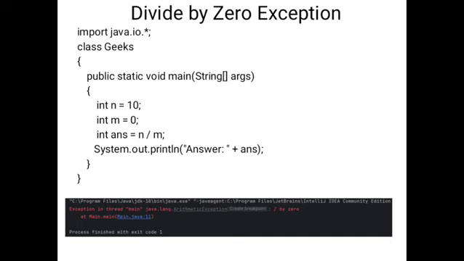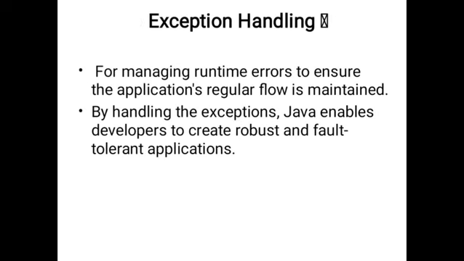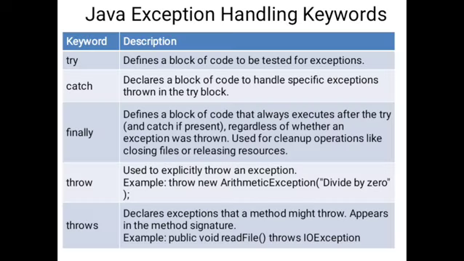Exception handling, divided by 0 exception. Import java.io, class Test, public static void main, int n = 10, n = 0. So the answer n minus 1 gives a divide by 0 exception and it is executed. Exception handling handles runtime errors and ensures the application continues its regular flow in maintenance. Exception handling in Java is developed to create robust, fault tolerant applications.